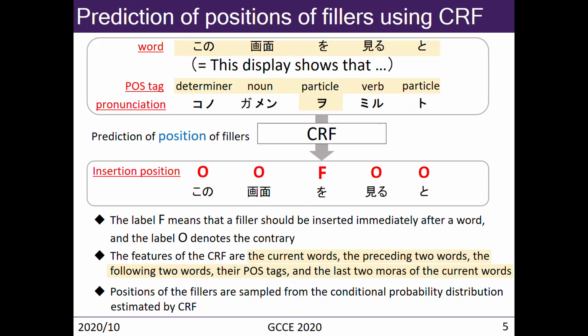In the prediction of the insertion position by CRF, the label F means that a filler should be inserted immediately after a word, and the label O denotes the contrary. The features of the CRF are the current words, the preceding two words, the following two words, the POS tags, and the last two morphemes of the current words. In addition, positions of the fillers are sampled from the conditional probability distribution estimated by CRF.